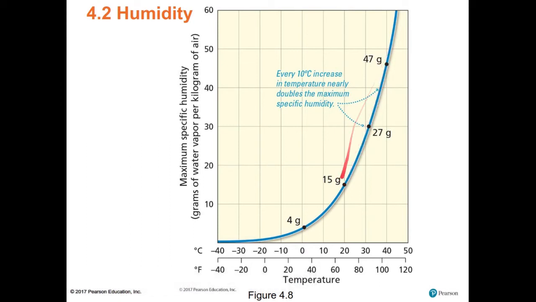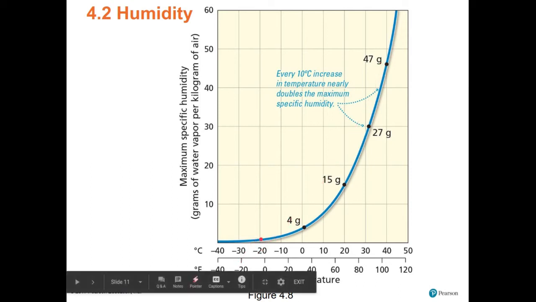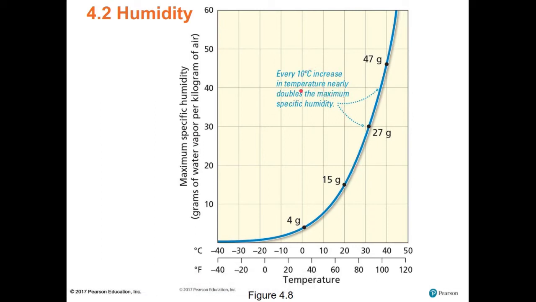You can see as temperatures increase, it kind of breaks down. It's not as accurate. But at negative 20, you've got 1 gram, then 2 grams, 4 grams, 8 grams, 15. So every time the temperature increases by 10 degrees, the amount of water vapor you could have just about doubles. It doesn't mean you have that water vapor. It just means that there's enough energy to evaporate twice as much water vapor.